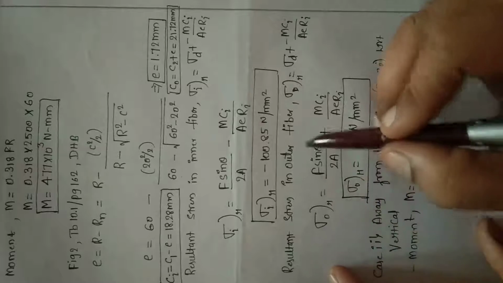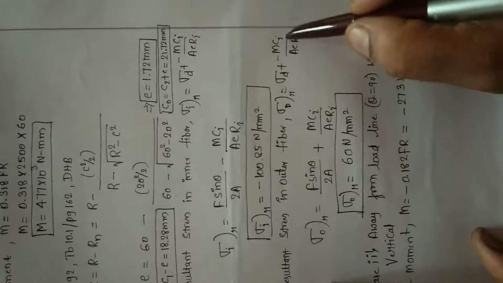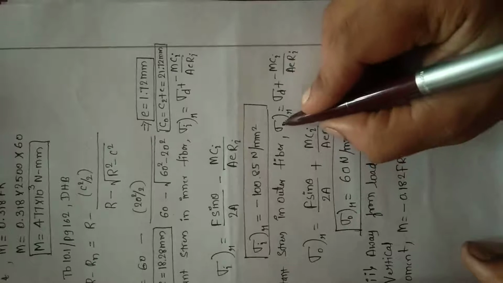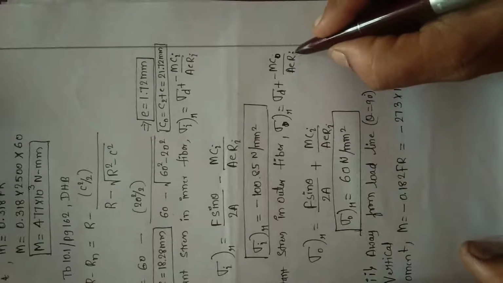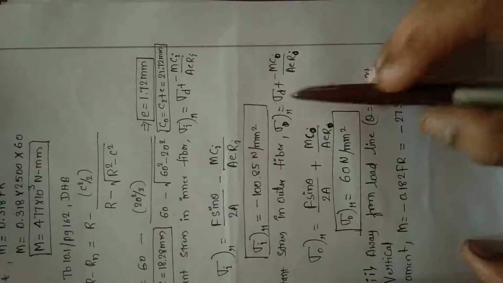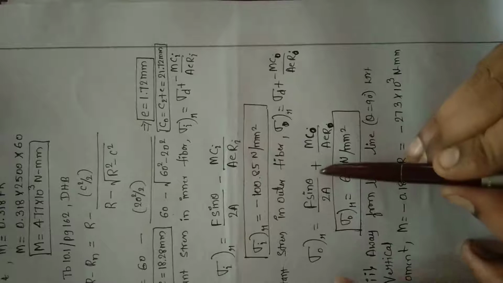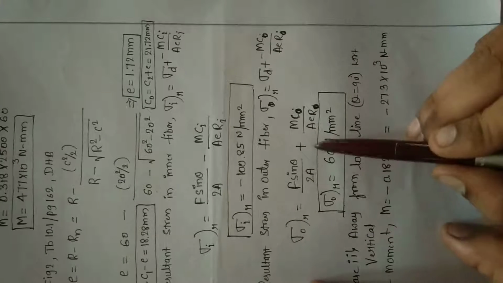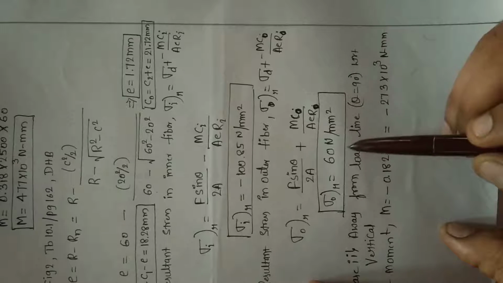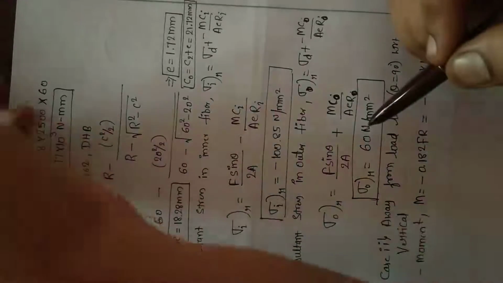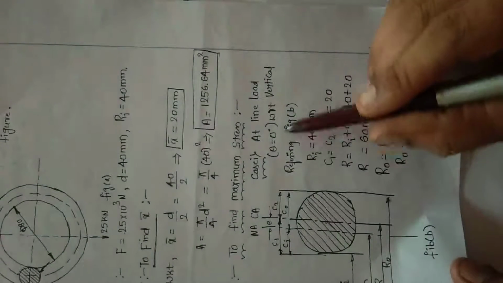The resultant stress in the outer fiber is sigma D plus M Ci by A e Ri. This is not Ci, this is C naught by R naught. Here I have negative because it is from the data handbook, but I will take it as positive, because the external fiber is in tension. When I take positive, I got 60 Newton per mm squared. So these are the internal fiber stresses and external fiber stresses for case 1, when theta is 0 degrees.